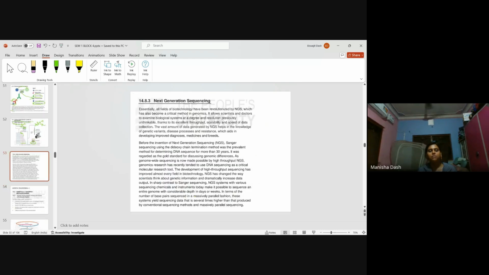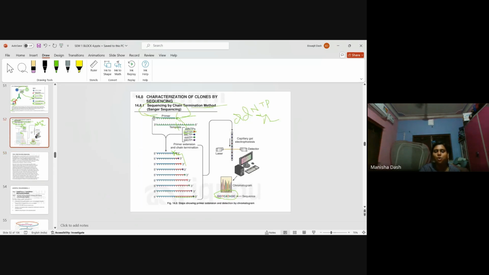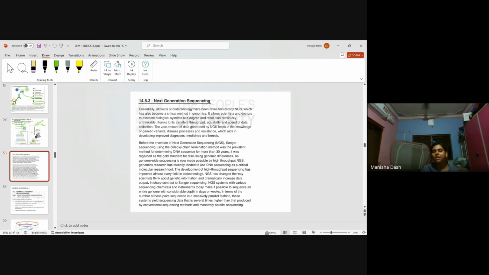Then in today's era, there is the next generation sequencing method, which is pretty advanced. As you can see here, a very short fragment can be sequenced. You can observe the length of the DNA is not very long. This is a short fragment. But in case of next gen sequencing, multiple adapter molecules are used, and simultaneously you can sequence a huge amount of DNA.